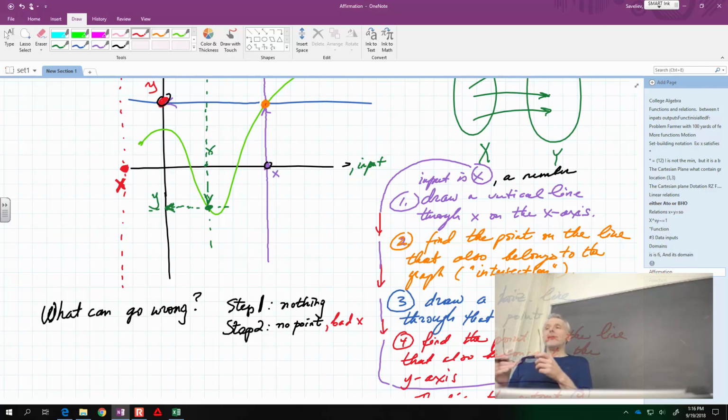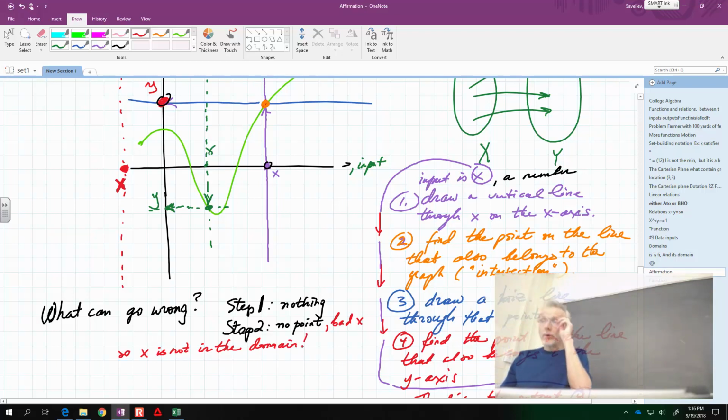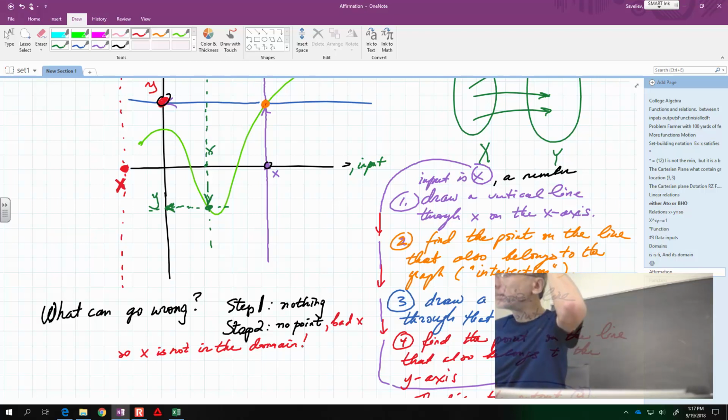If it happens that our vertical line does not cross the graph, it means only one thing, that x is not in the domain. So even though things went wrong, all we have to do is just exclude that x from the domain and then move on to the next x, or if we can, go one by one. Okay, so that's fine. So that is a bad x, and we excluded it.